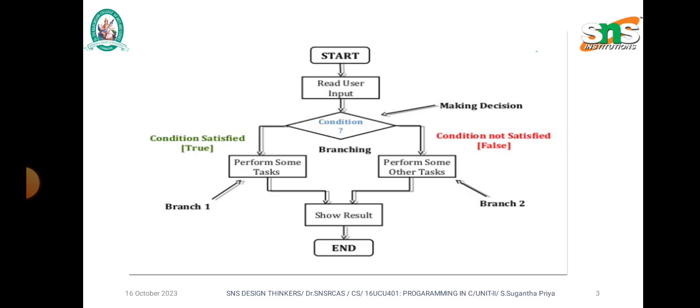If it is true, the true condition is satisfied and the statement will be printed using printf. If the condition is not satisfied, the not satisfied statement will be printed. The exact statement will be printed using printf.